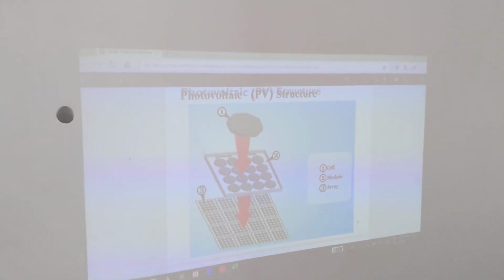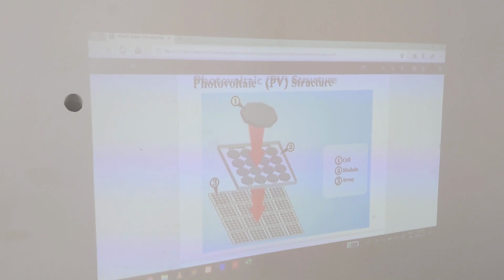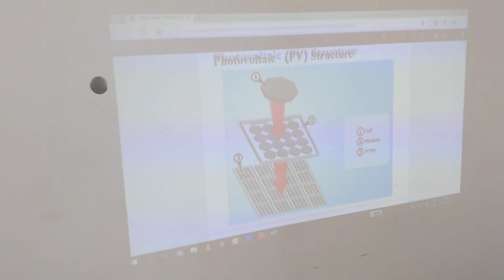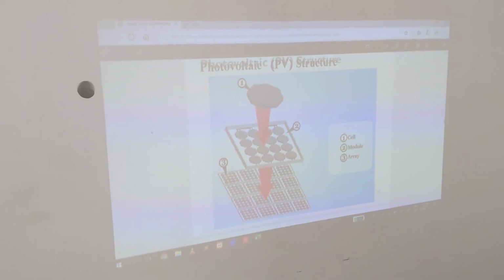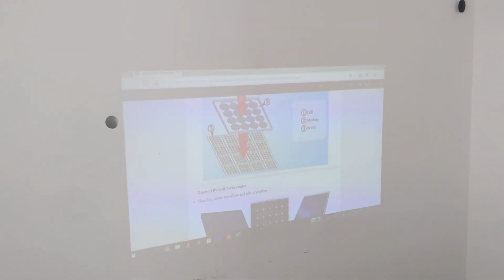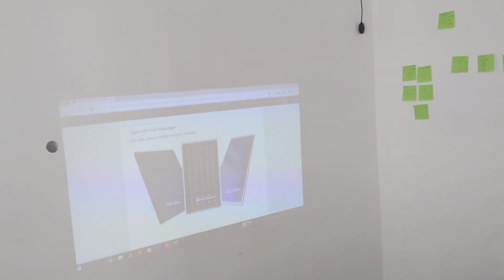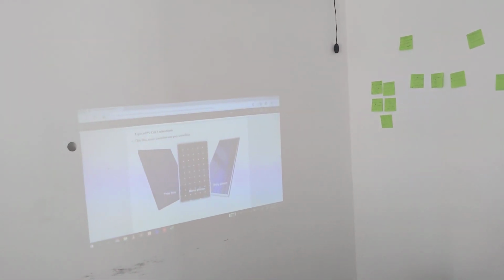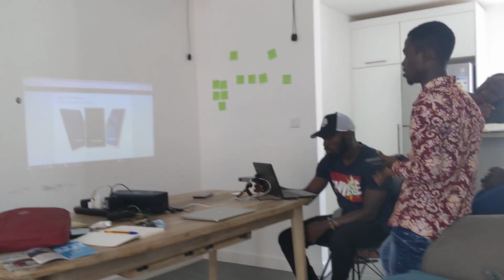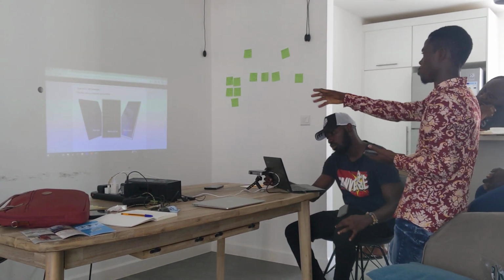So this is how the monocrystalline is made up. We have the cell, which has the edges. Then scroll down. So this is mono. We have the cell, that's the smallest part, and then the module that consists of several cells, and the array that consists of several modules. So we have the types of PV cells or modules here. The first one is a thin film.